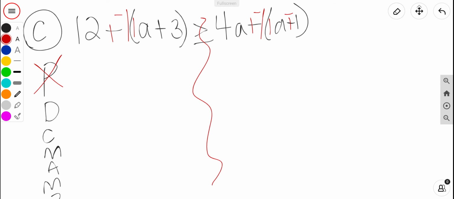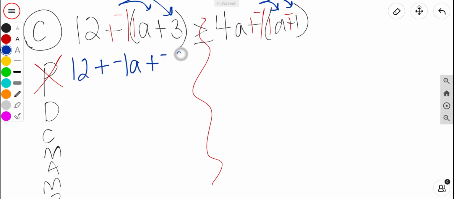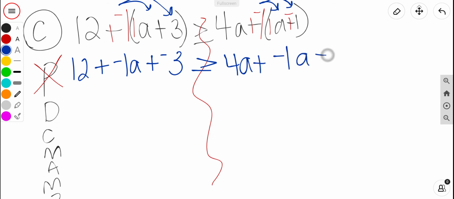Let's go ahead and let's distribute. So I've got a parenthesis there. I've got a parenthesis here. So I'm just bringing the 12 along for the ride. Remember that negative. So I got 12 plus negative 1a plus negative 3 is greater than or equal to 4a plus negative 1 times 1a is negative 1a. Negative 1 times negative 1 is positive 1.